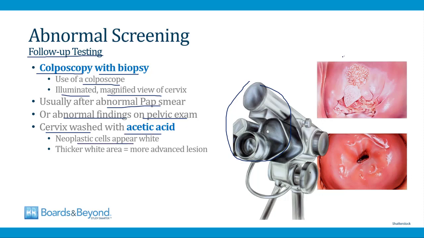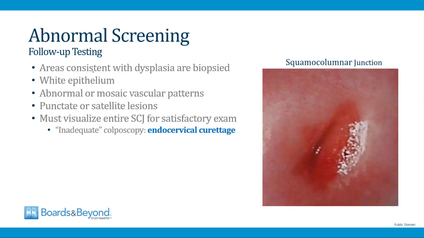And so if you look at this drawing on the screen here, this is what cervical neoplasia can look like. You can see these white plaques. The thicker the white area, the more advanced the lesion is. During a colposcopy, areas consistent with dysplasia are biopsied. So this includes areas where the epithelium appears white after applying acetic acid. Also areas where you see a funny vascular pattern. If there's an abnormal or mosaic vascular pattern to the cervix, that can indicate neoplasia. Also any punctate or satellite lesions, which basically means any isolated areas where the cervix appears abnormal. Any of these findings can indicate neoplasia and should lead to a biopsy of those areas.